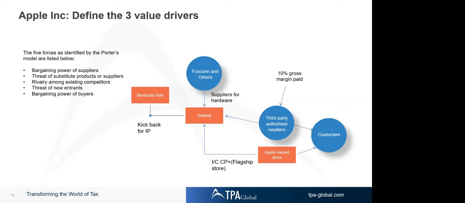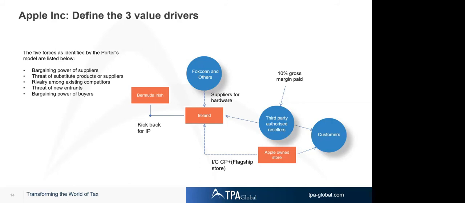owning the non-US IP in the old structure. Again, this is public domain taken from the EU state aid case against Ireland on Apple. Ireland had ultimately about 5,000 people on the payroll, and the distribution was taking place through third-party distributors who were making, in certain cases, 10% of gross margin on the sales value, and also through Apple-owned stores.